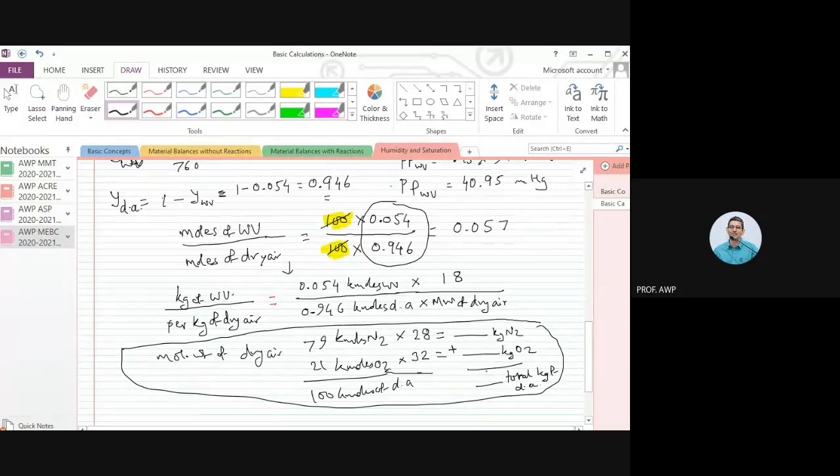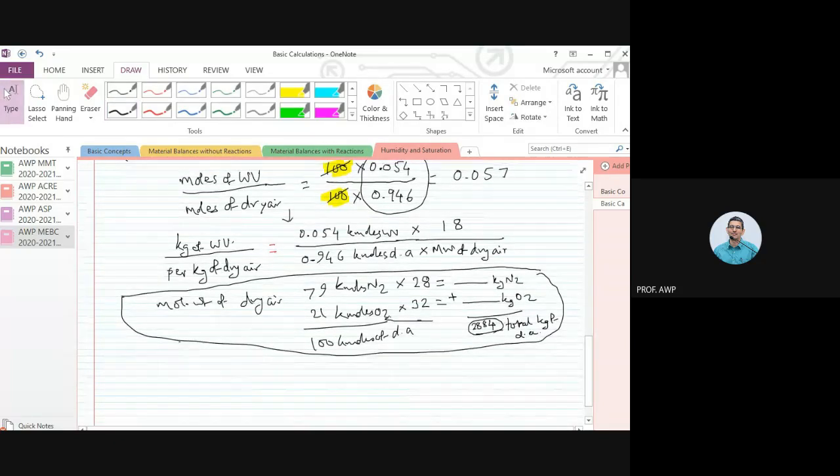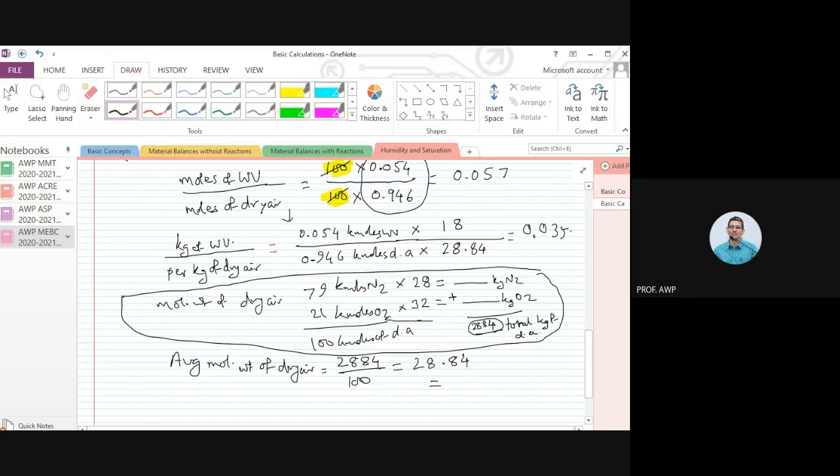What is this total coming from? 2884. It is coming from 100 kilomoles of dry air. So the average molecular weight of dry air is the weight, 2884, divided by the total moles that are there. So this would be 28.84, right? So for kgs of water vapor per kg of dry air, I need to multiply by the molecular weight of dry air, 28.84. So this number would be around 0.035 something.